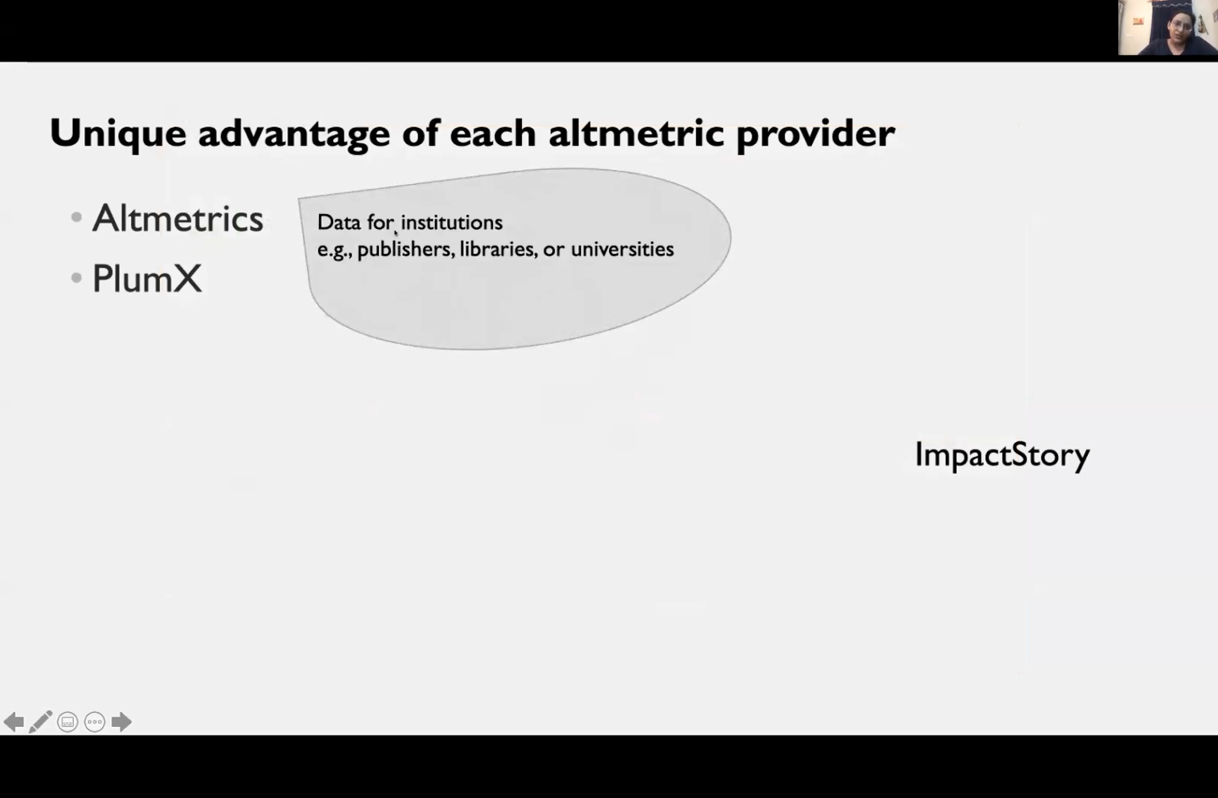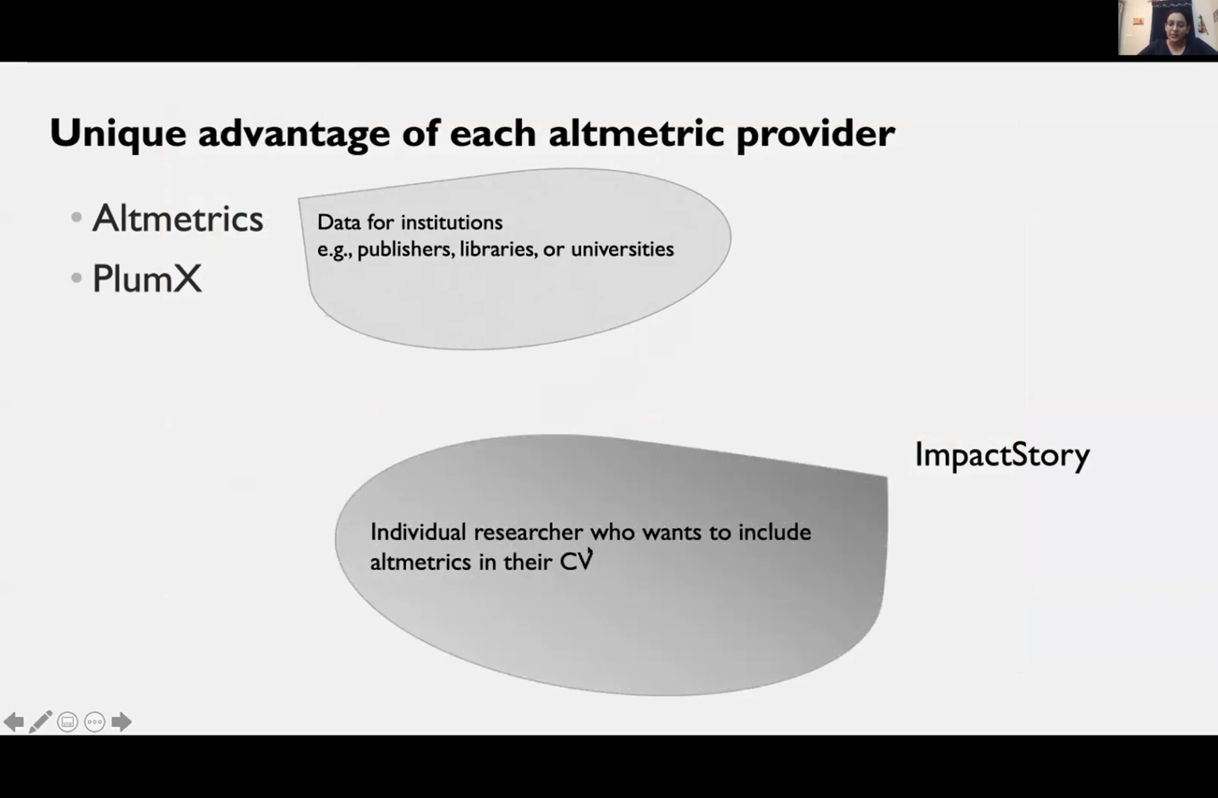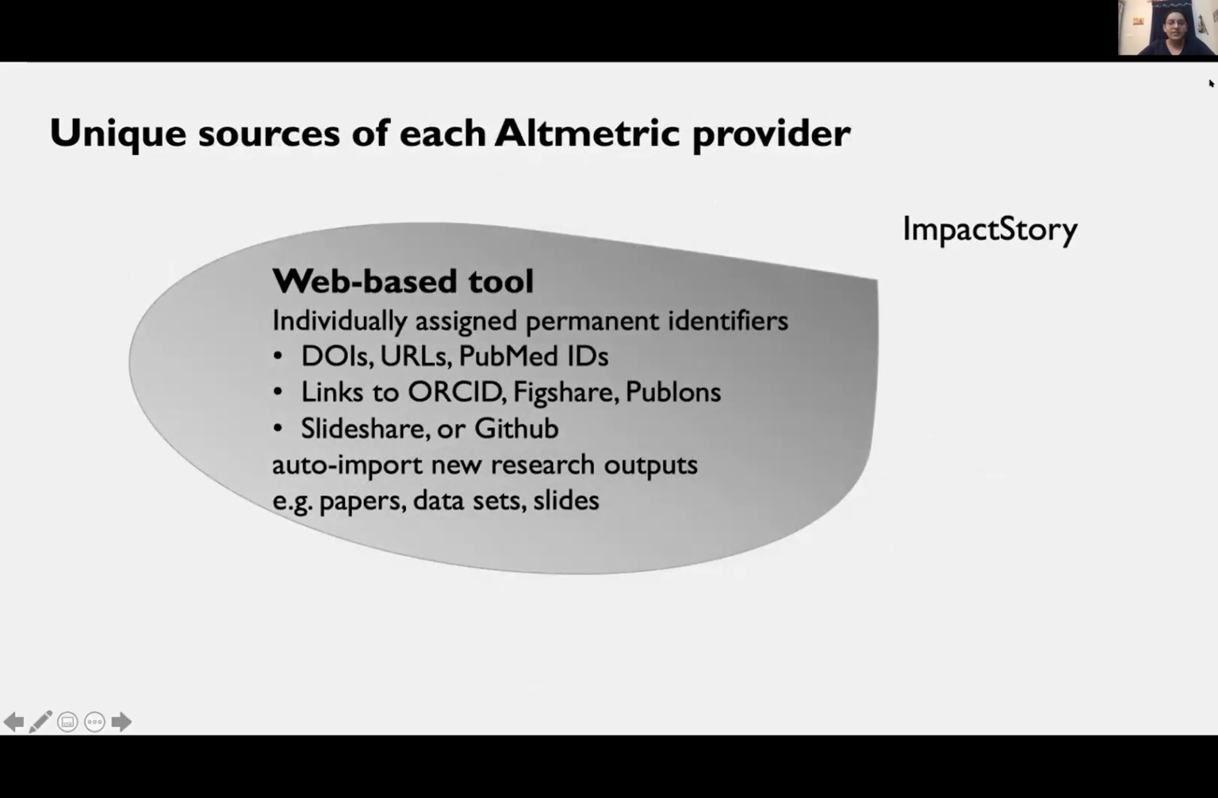So Altmetric is more for institutions like publishers, libraries, and universities, both Altmetric and Plumx, while Impact Story is more for an individual researcher who wants to include Altmetrics in their CV. So here it will sync with the various social media and other platforms, and it will gather the impact of an individual and make it downloadable in a CV format. So this is a web-based tool which records the individually assigned permanent identifiers. So DOIs, URLs, PubMed IDs, everything related to your name, and links to ORCID ID or Publons. So all of it can be clubbed together.